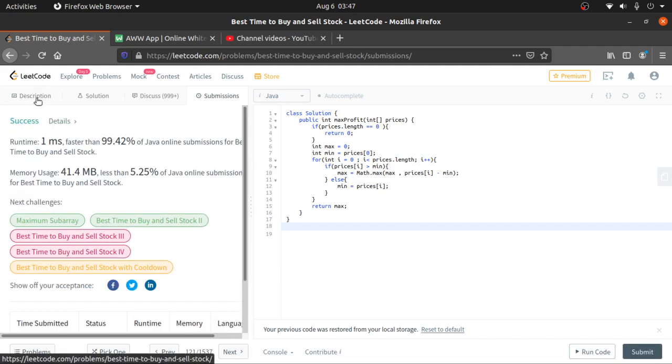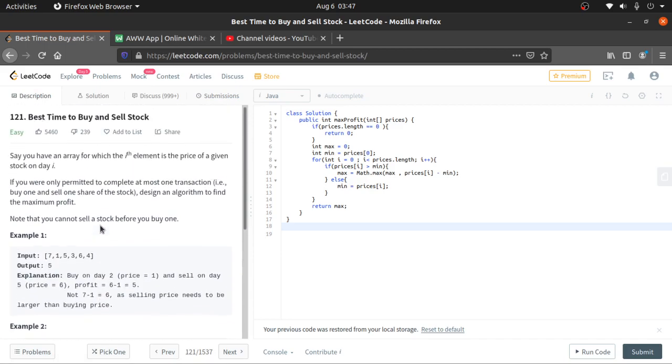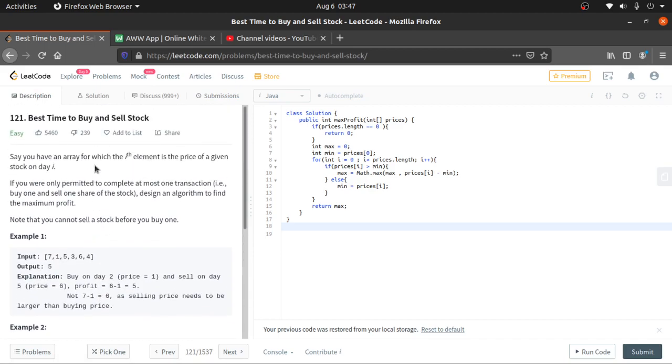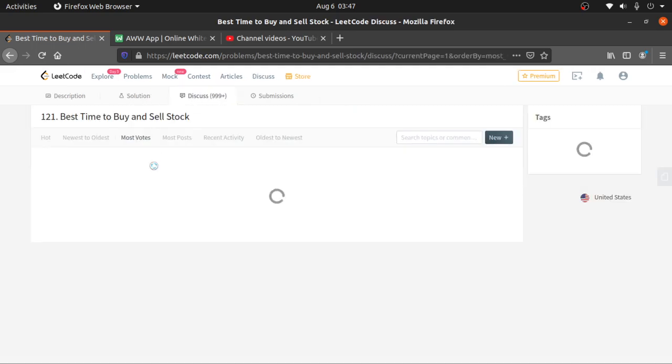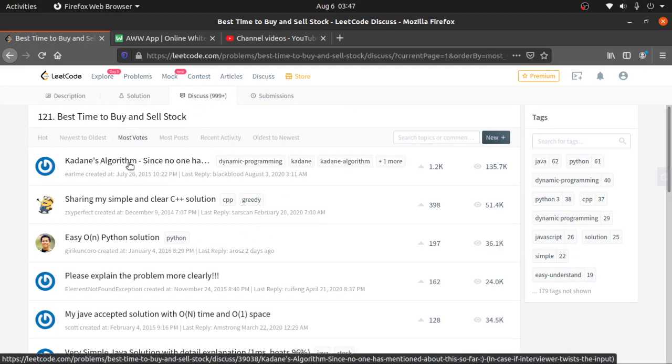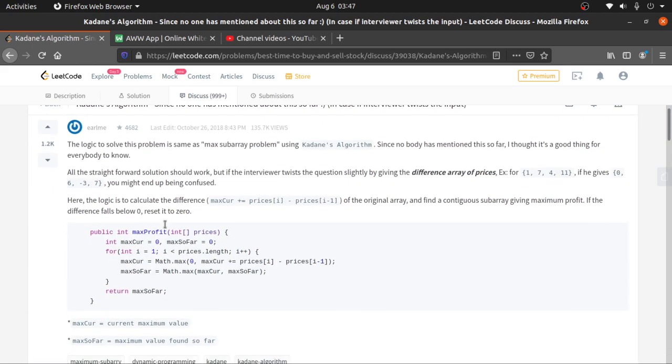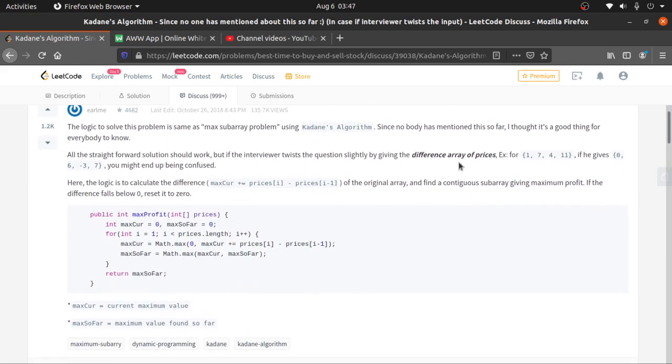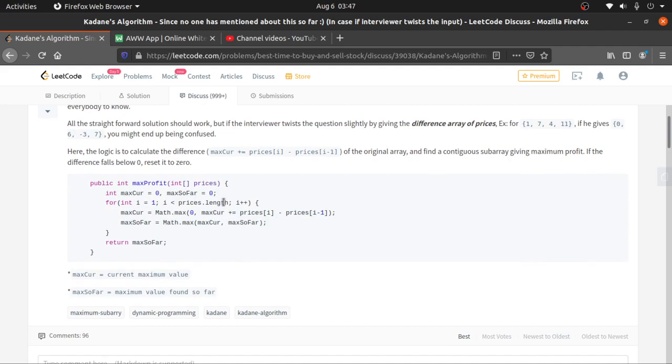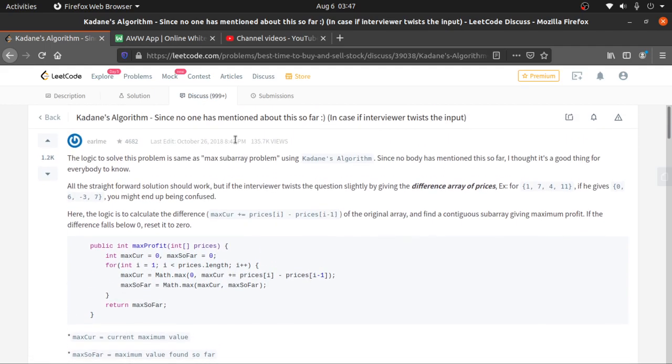And this works. It was a simple question, but this can lead to the Kadane's algorithm question as well, so it would be interesting. So I would recommend you read this. Where they slightly tweak the question, then it becomes a Kadane's algorithm question.